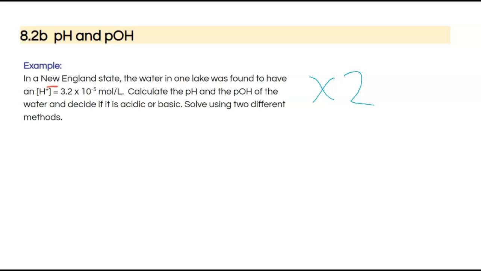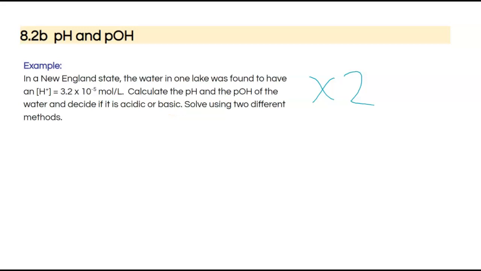Question reads, in a New England state, the water in one lake was found to have a hydrogen or hydronium ion concentration of 3.2 times 10 to the negative 5 moles per liter. I want to know the pH, I want to know the pOH of the water, and decide whether it's acidic or basic. And so let's see.